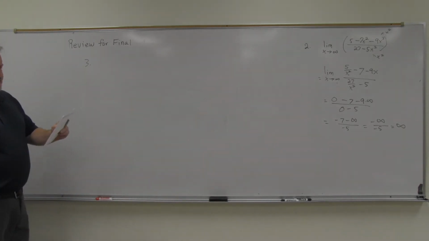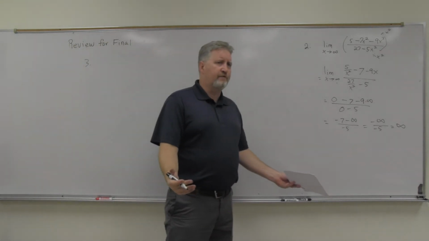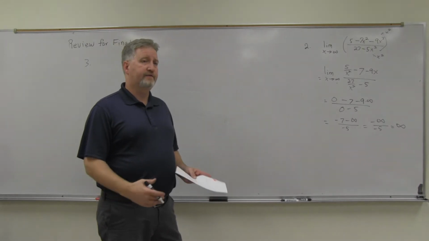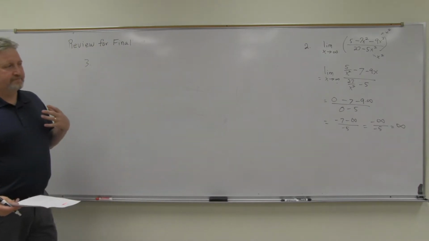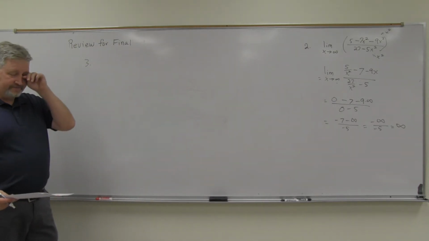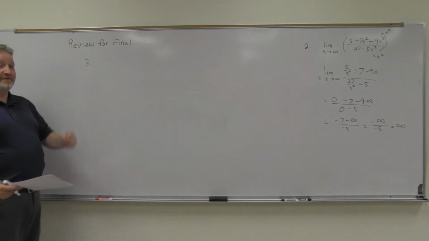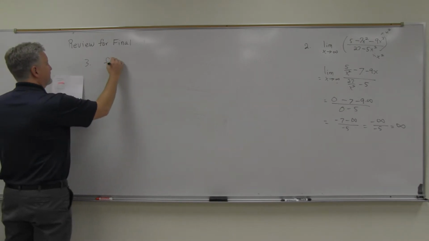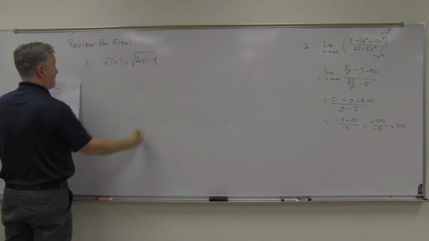Find the derivative using the definition of derivative. Okay, so I probably will have one where you will have to use the definition of the derivative. Probably just one though. The others will use the derivative techniques or derivative rules, but there'll probably be one where you have to do the definition of derivative. And so let's remember what that is. So my function is square root of 2x minus 9.